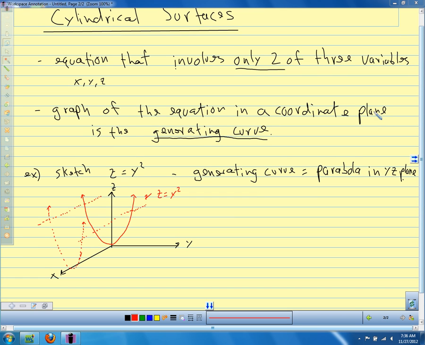It looks like a trough that water would run through. So it extends infinitely along the x-axis because x can take on any value. So this would be a parabolic cylinder. So our generating curve is a parabola in the YZ plane, and x can take on any value.